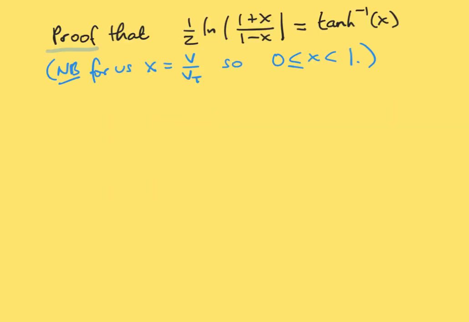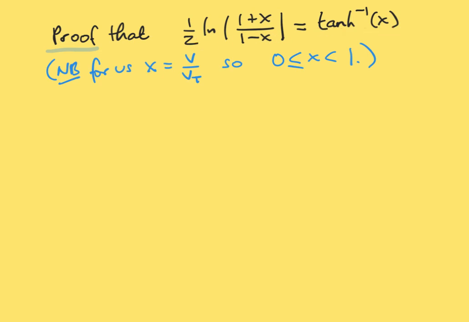So as promised, on the final slide, I want to show this identity. And it's worth bearing in mind that in our application, x is v, the speed at time t, divided by the terminal speed, which is the maximum value it approaches. So x is going to be between 0 and 1. So let's look at this and show that we obtain this from it.